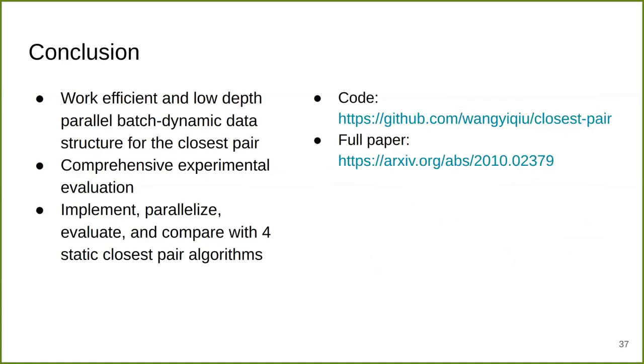So here concludes my talk. We designed a work-efficient, low-depth parallel batch dynamic data structure for the closest pair. We also performed a very comprehensive experimental evaluation. We open sourced our code on GitHub. The code includes the parallel batch dynamic data structure implementation, as well as the 4 parallel static closest pair implementations. Please also check out the full paper on arXiv.